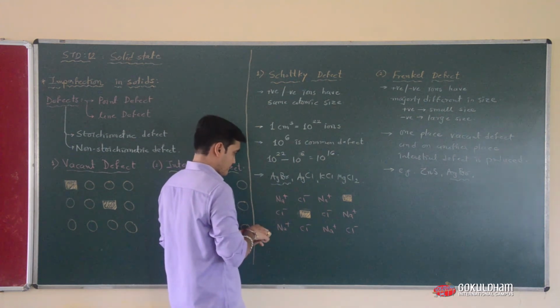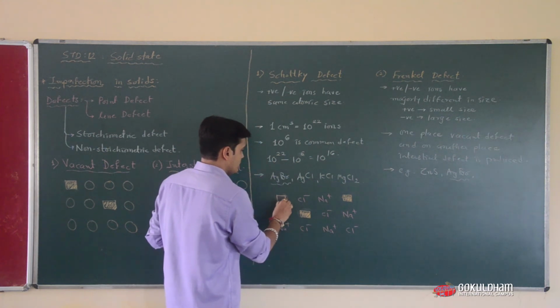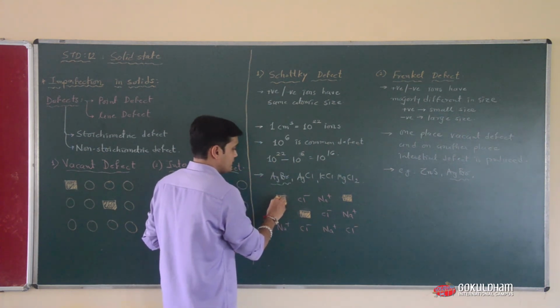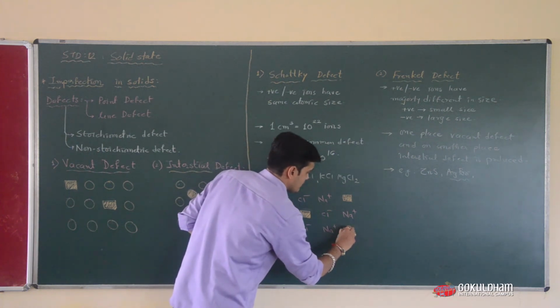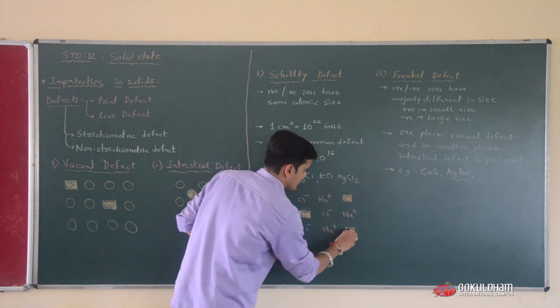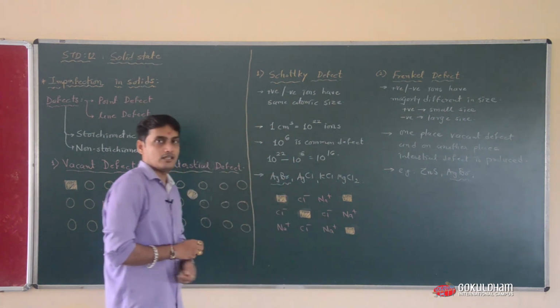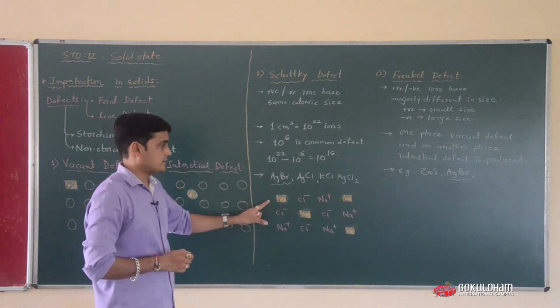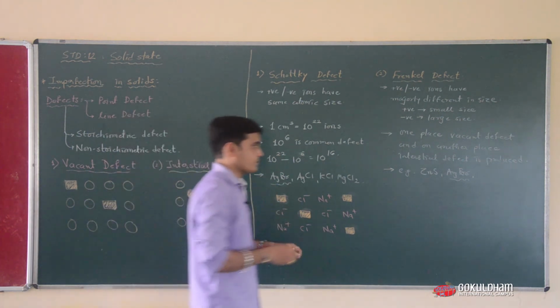Suppose this Na plus goes out from the crystal, so another Cl minus will leave its own place from somewhere in the crystal lattice. So this is the example of Schottky defect.